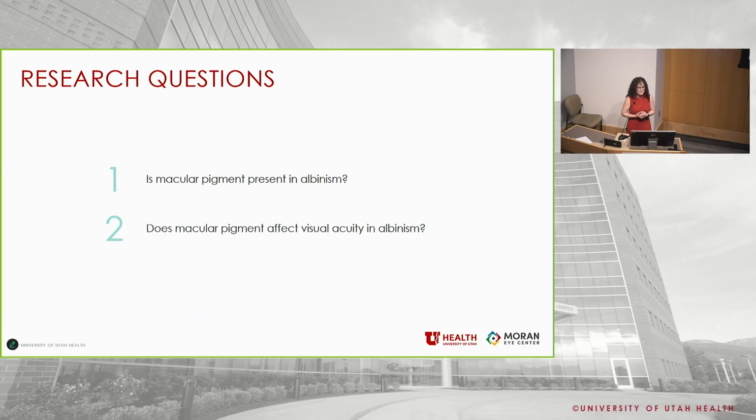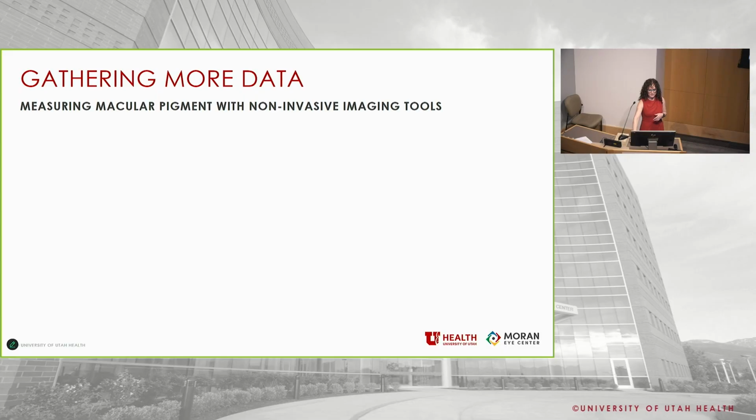So the goal of this project is to ask 2 questions. One, is there macular pigment in albinism? And we can go into some of the nuances there. And secondly, does this affect visual acuity? So we are in preliminary stages of gathering some more data.